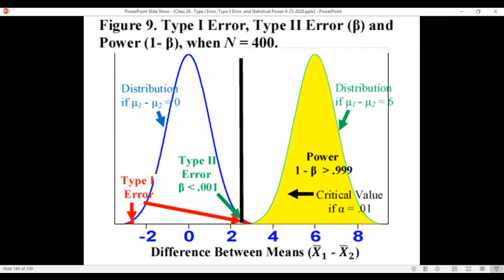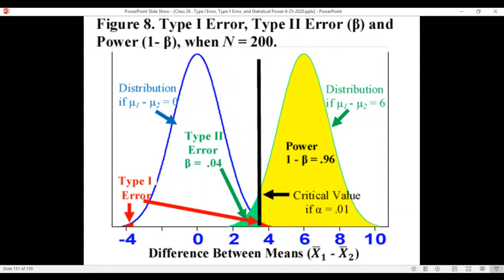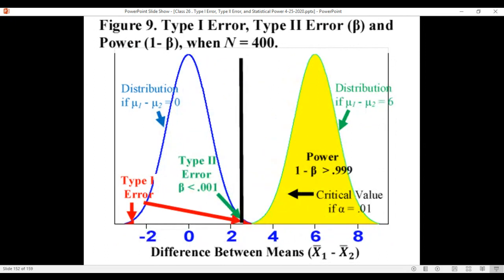Now let's watch what happens to the green region, which is type 2 error. Here's a sample size of 100. Watch that green area, that's beta. Here's a sample size of 200. And here's a sample size of 400. So what happens to beta, the probability of type 2 error, as sample size increases? That's right. As sample size increases, beta gets smaller and smaller.